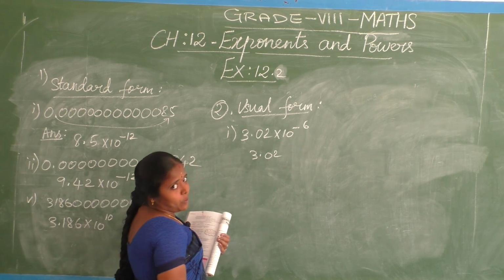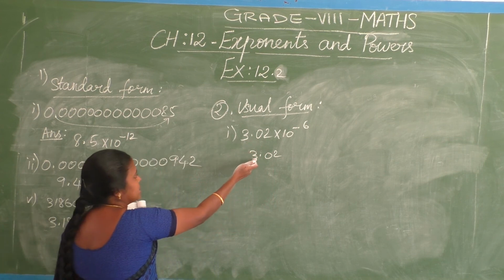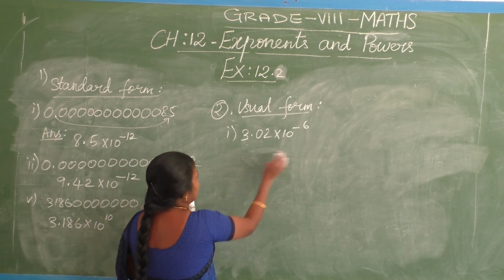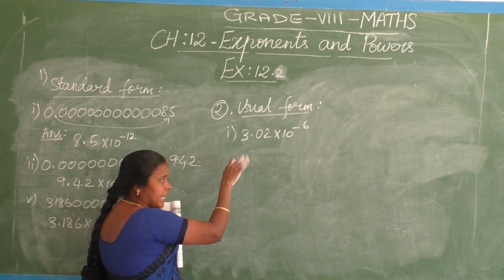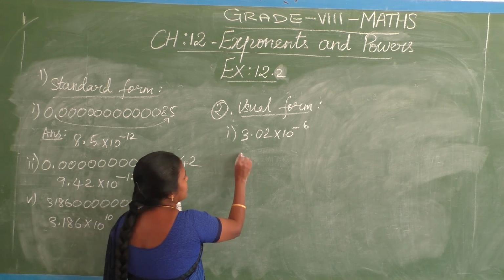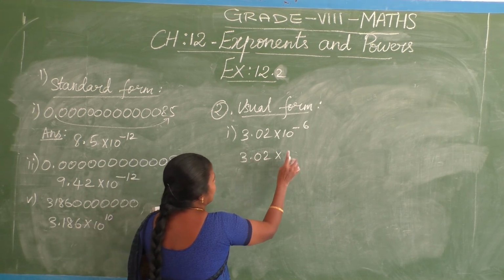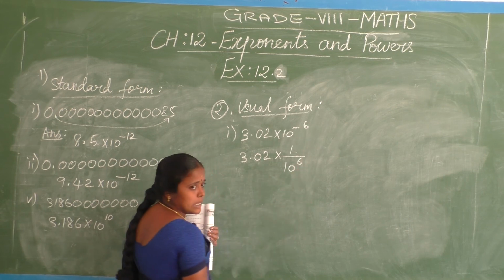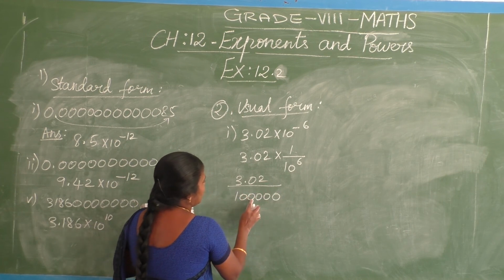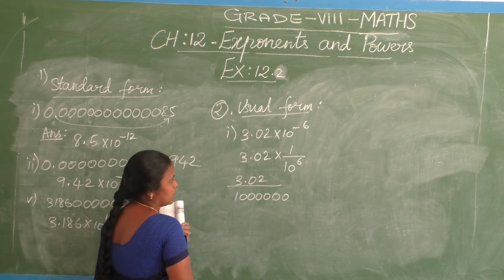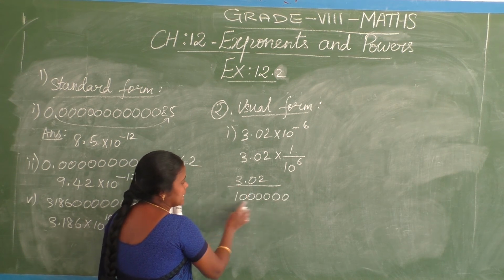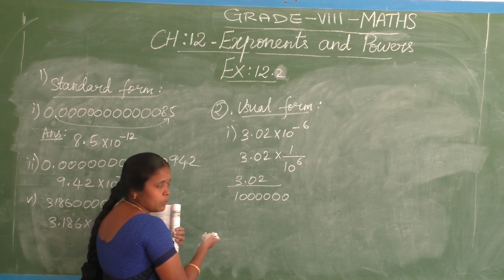Usual means how does it come? 3.0, the power is a negative power. Negative means the point moves like this, 0.000. What does this actually mean? For understanding purposes, we can go directly and get this answer in one line, but I am making this deeply. See, 3.02 into 10 power minus 6 can be written as 3.02 by 10 power plus 6. What is the meaning? 3.02 divided by 1 with 6 zeros, 1, 2, 3, 4, 5, 6. You have to divide this decimal number by this much. One digit is already there, and 6 places you have to move the decimal point to the left.